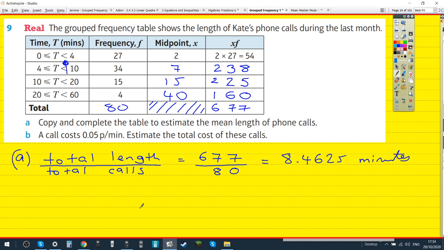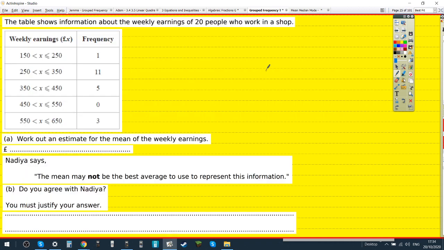Yeah, it looks like it, because the mode is that one. Any questions about that? No. Okay, so midpoint times frequency, midpoint times frequency, midpoint times frequency, add them up, divide by total frequency. Okay, exam question.